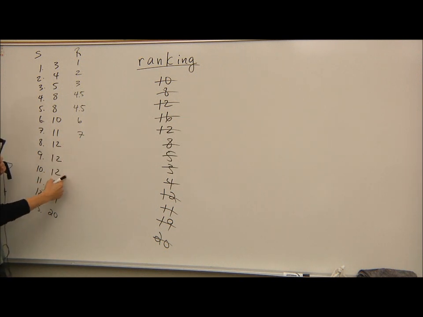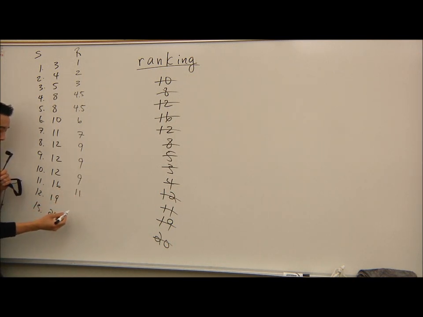We have 12, 12, 12 for spots 8, 9, and 10. Okay? So if I rank these spots, I need to average spots 8, 9, and 10. Well, if you add 8 plus 9 plus 10 and divide by 3, what are you going to get? 9. So these are all going to get 9, 9, 9. Okay? And then we pick back up with the next spot. The next spot's 11, then 12, then 13.